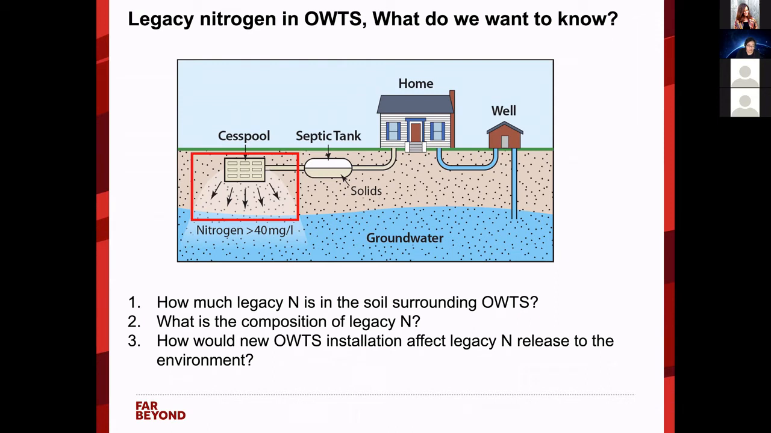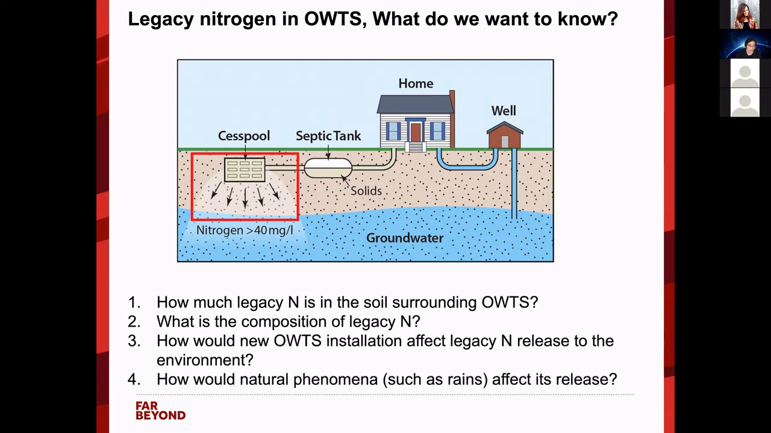We also want to know how new on-site wastewater system installations, such as the proprietary or non-proprietary system installation, would affect the level of leaching nitrogen release to the environment. And the last question we want to address is, how would natural phenomena such as the rains and storms affect the leaching nitrogen release to the environment?